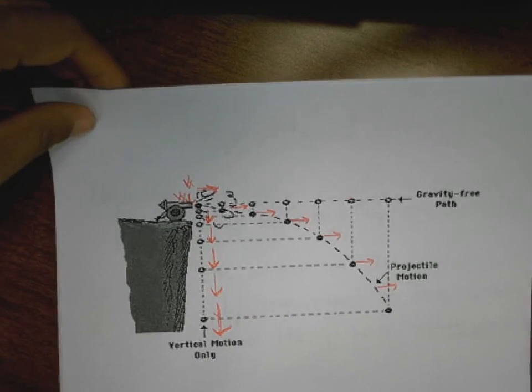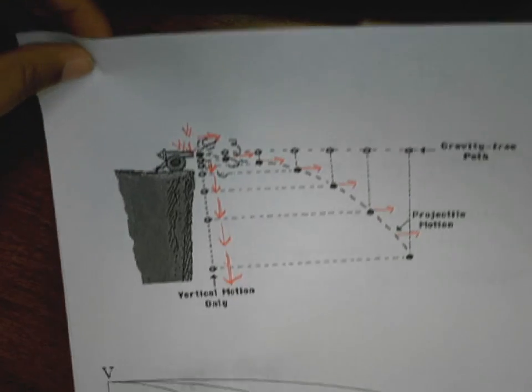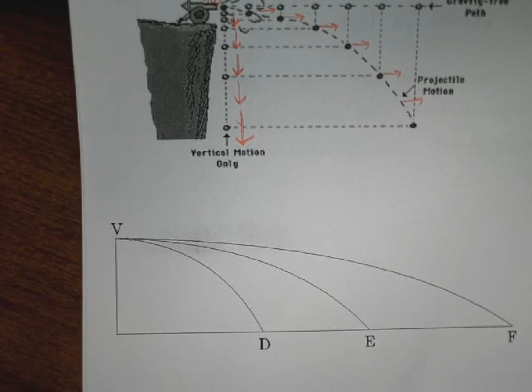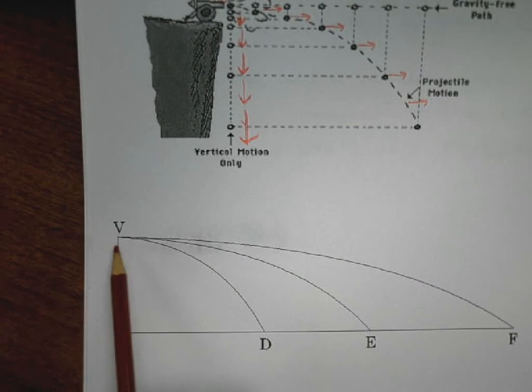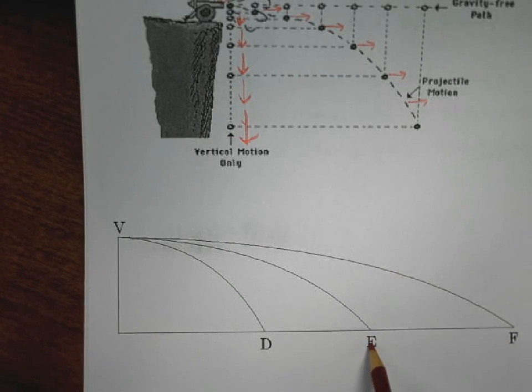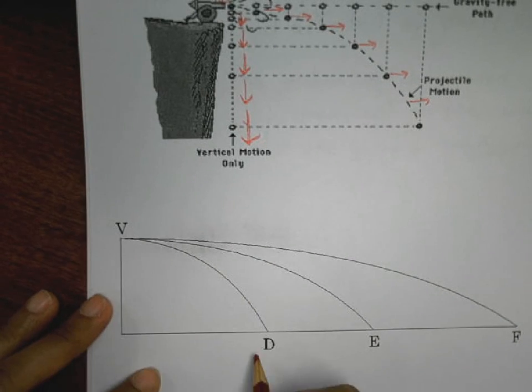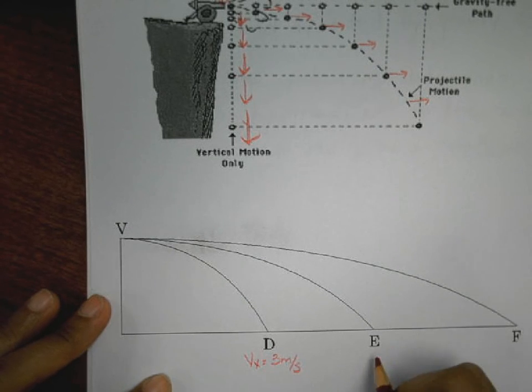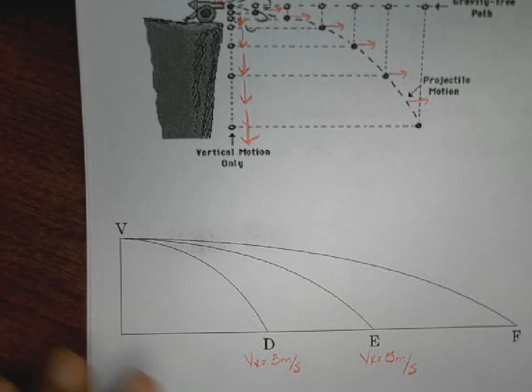Another thing that's kind of counterintuitive to students is what happens when you change that launch velocity. So I have the paths of 3 different projectiles. I have D, I have E, and I have F. And let's say I launch D with a velocity on the X of 3 meters per second. I have a launch velocity here on the X of 5 meters per second.